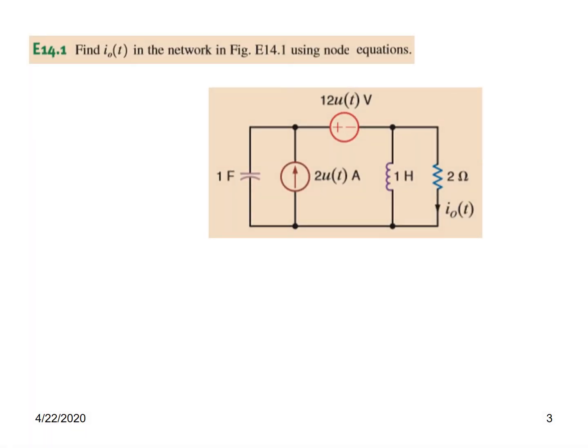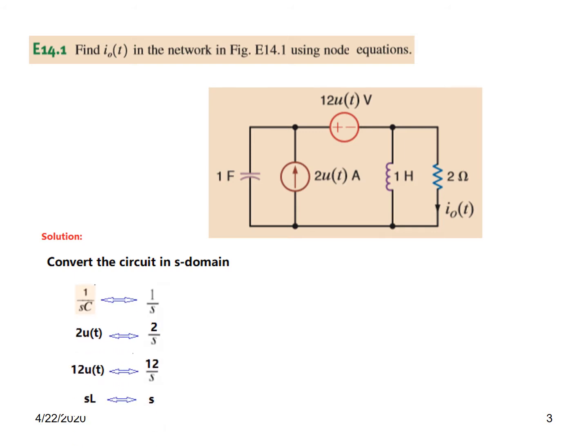Okay, now this is the question. We have to find i_o(t) for the circuit. i_o(t) is the current through this branch using node equations. So let's proceed. As we mentioned, we have to first convert it into S domain.